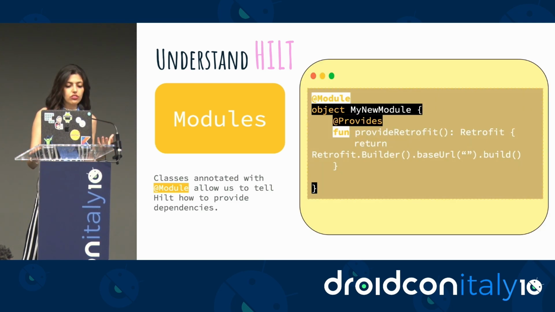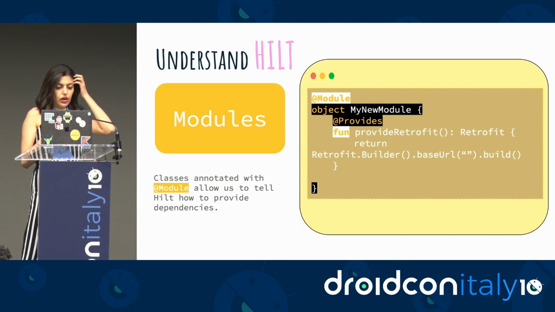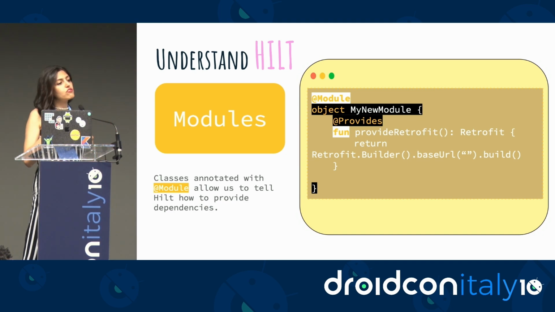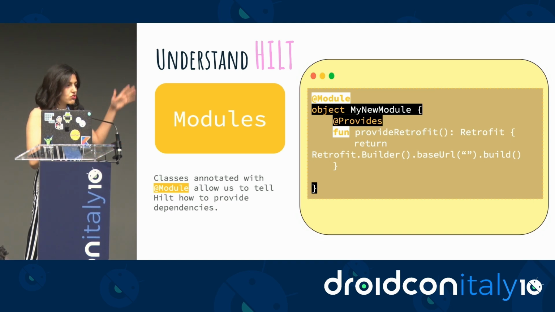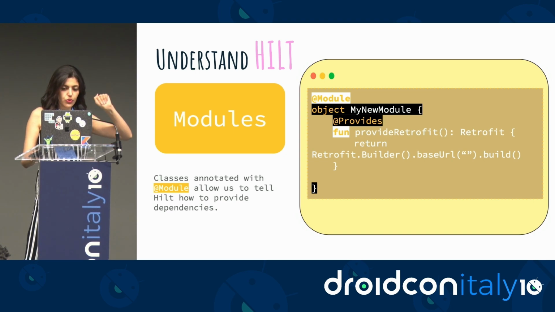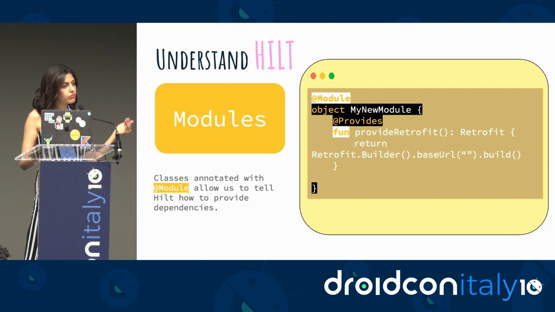So here, modules are components that help us tell Hilt how to create instances of other classes, which we cannot just create like the GemsViewModel or the repo. So here I'm going to create this class, annotate it with @Module, and teach Hilt how to provide the instances.